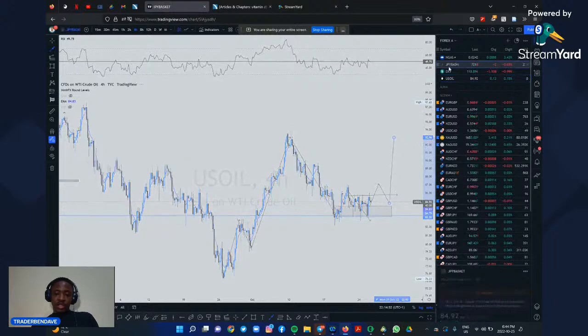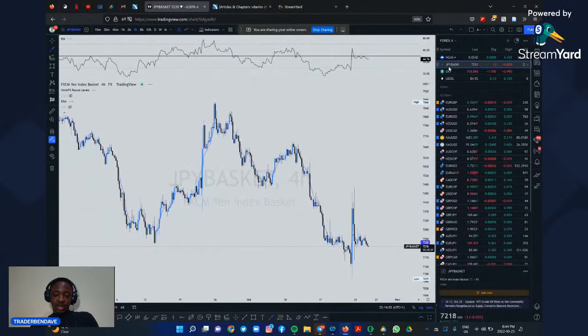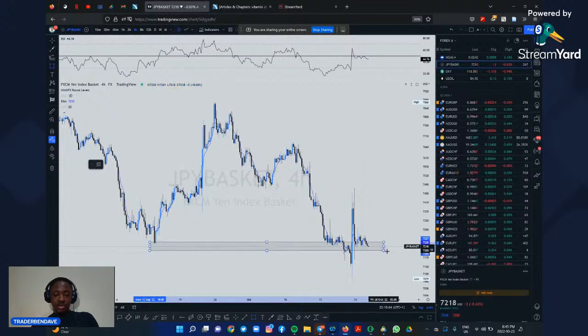Let's also have a look at JPY basket. So JPY basket, the last time I did the weekly breakdown, that was 2 days ago on Sunday. Price was still sitting around here. I don't think I broke this pair down because of the JPY movement the previous week. I stayed away from the yen index. I'm not sure if I did break down the yen index.